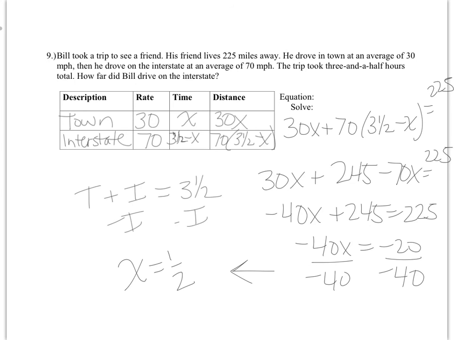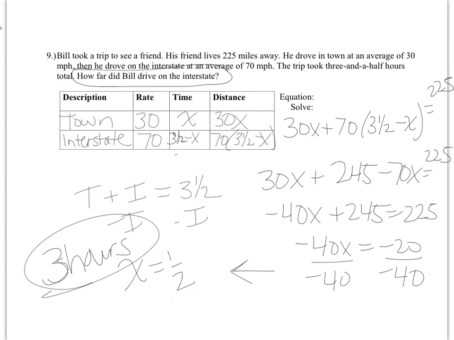So he traveled in town a half an hour, and on the interstate, he traveled 3.5 minus a half. So he traveled 3 hours, right? The question is, how far did Bill drive on the interstate? We just take this 1/2 and plug it into that expression right there. So 3.5 minus a half is 3 hours. So the answer to the question is 3 hours. All right, good luck.